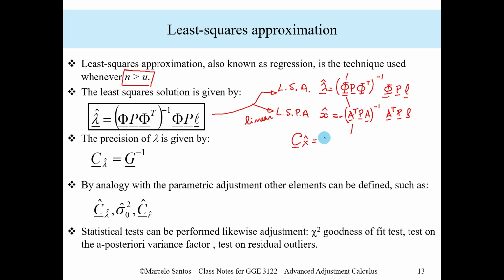The covariance matrix of the parameters in the least squares parametric adjustment is A transpose P A inverse, which is an inverse. The covariance matrix of the estimated coefficients is phi P phi transpose inverse, which is G minus 1.